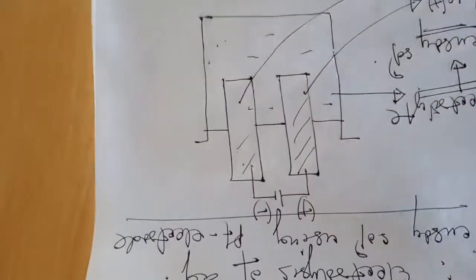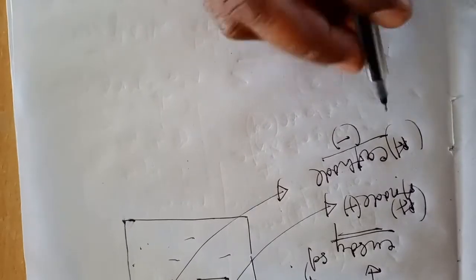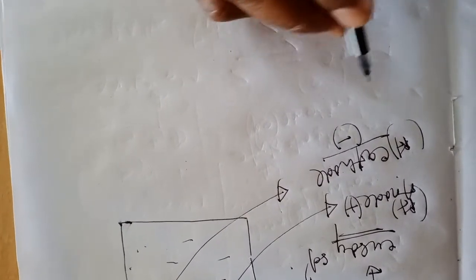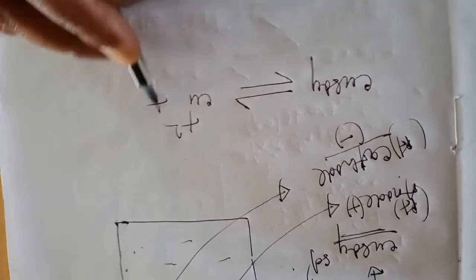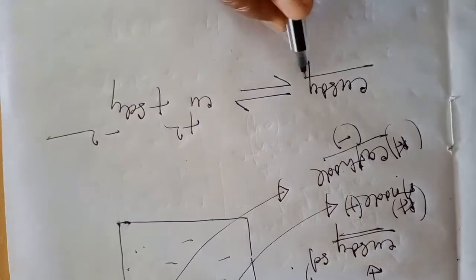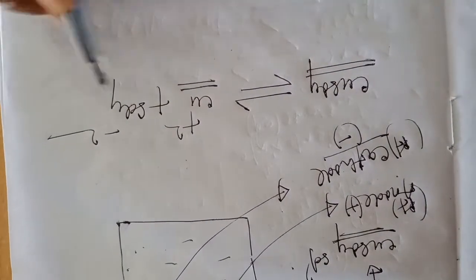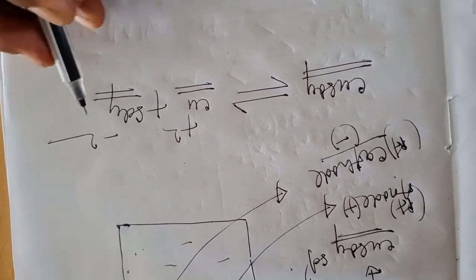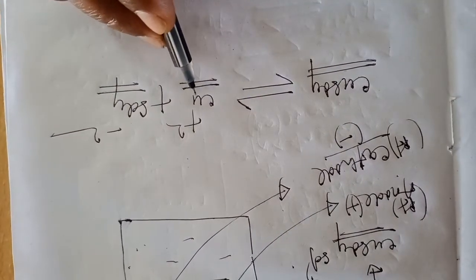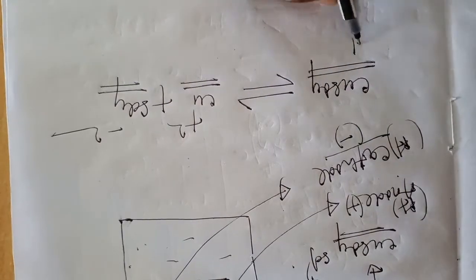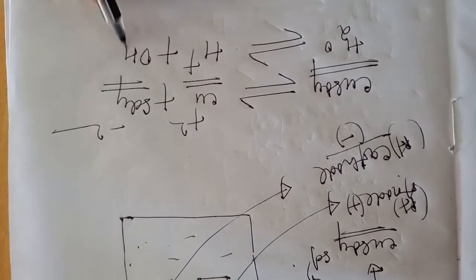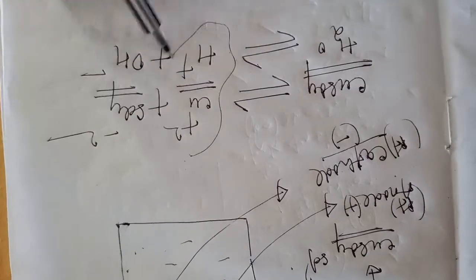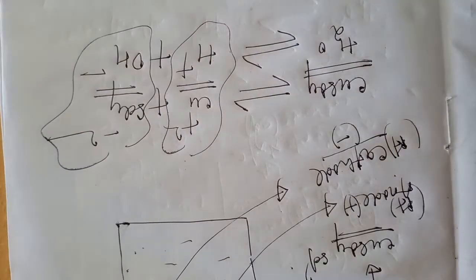So during the process of electrolysis, what happens? We get two reactions. The copper sulfate dissociates into Cu plus 2 and SO4 minus 2. The electrolyte dissociates into its ions on passing electric current. Similarly, H2O also dissociates into H plus and OH minus. So we get two cations and two anions.